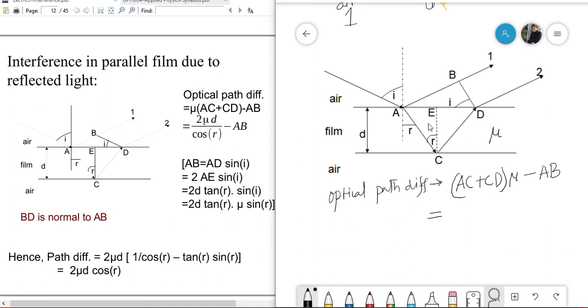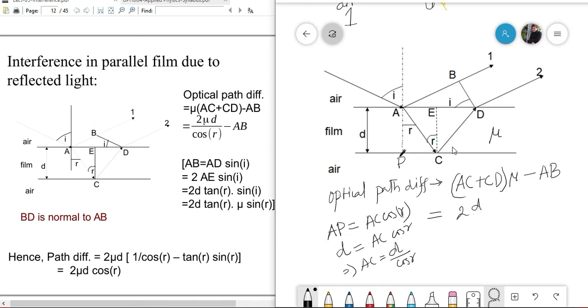So from the geometry itself we can say how much is AC. If we extend this part here, let's say this is some P, so AP is equal to AC cos R. Now AP is the thickness of the film here, which is D. So D equals AC cos R, which implies AC is equal to D by cos R. Now here AC and CD are the same, so we can write this as 2 into D by cos R into mu minus AB.